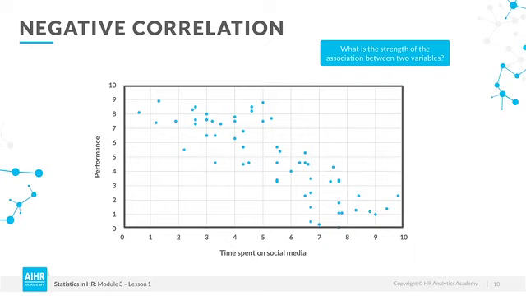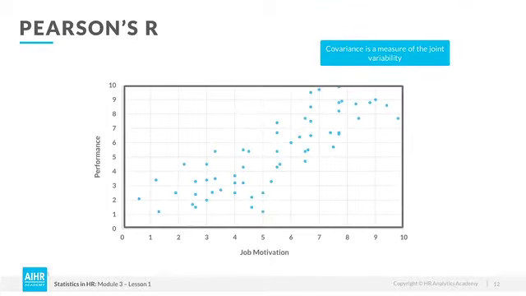Both types of correlation can be measured using Pearson's R. Pearson's R uses the covariance in its formula, which is a measure of the joint variability. If the greater values of one variable mainly correspond with the greater values of another variable, and the same holds for the lesser values, like in our example between job motivation and performance, the covariance is positive. Pearson's R is obtained by dividing the covariance of the two variables by the product of their standard deviations.